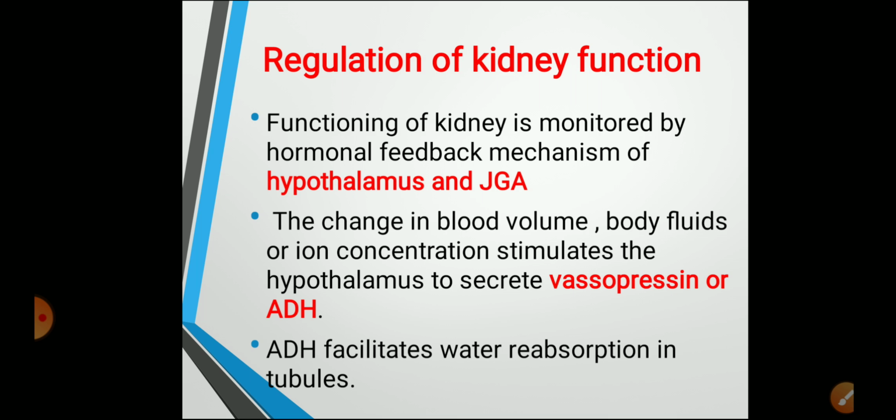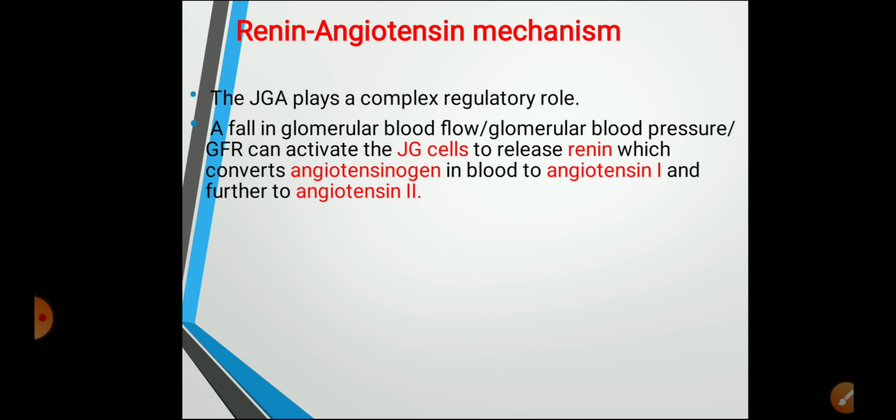Now what is the function of anti-diuretic hormone? Its function is to facilitate water absorption. It increases the amount of water which can be reabsorbed by the tubular part of the nephron. So that is how vasopressin, or the anti-diuretic hormone, acts. Now let's see how the JG cells or the juxtaglomerular apparatus act. That mechanism by the JG cells is called the renin angiotensin mechanism.